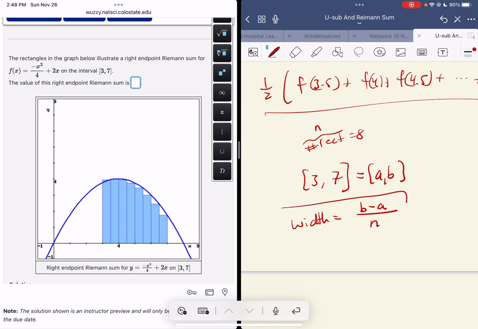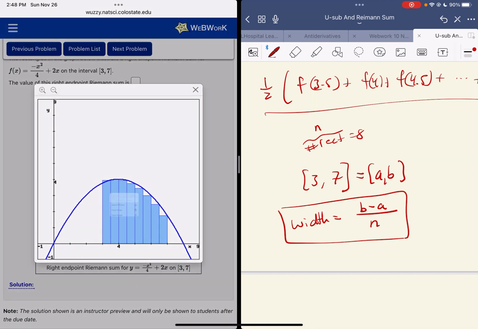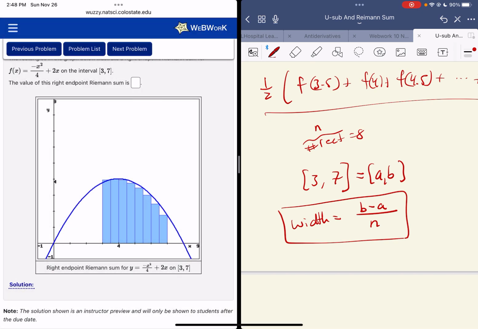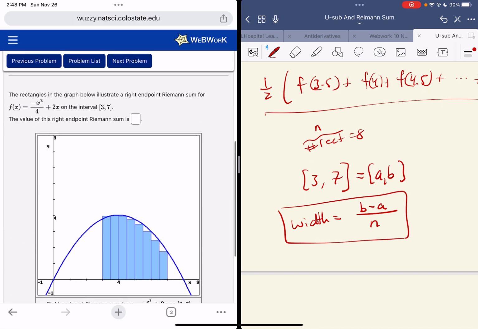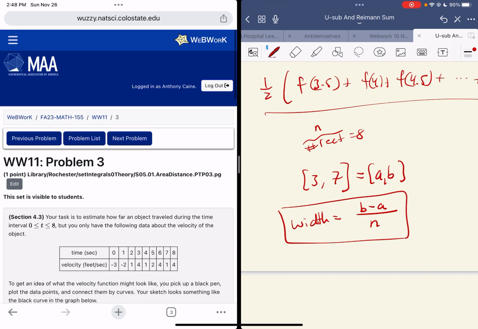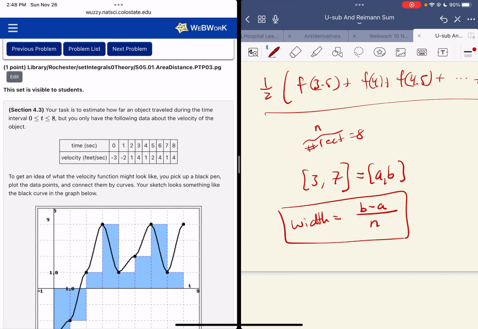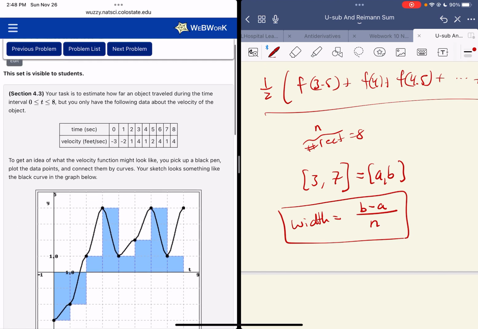This is going to be the common width, so how wide each of these little rectangles are. I wish I could just point with my stylus on that page. Anyway, that's all you're going to do for problem 2. Problem 3 is more or less exactly like problem 1.